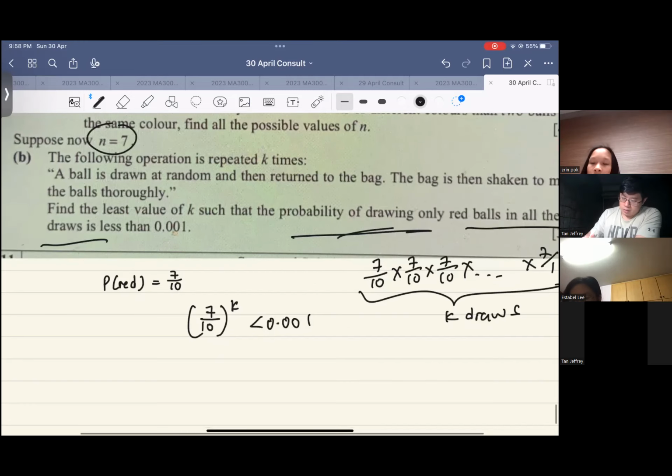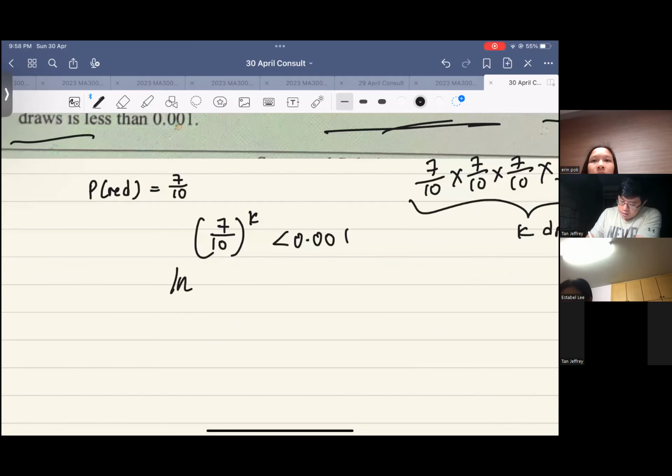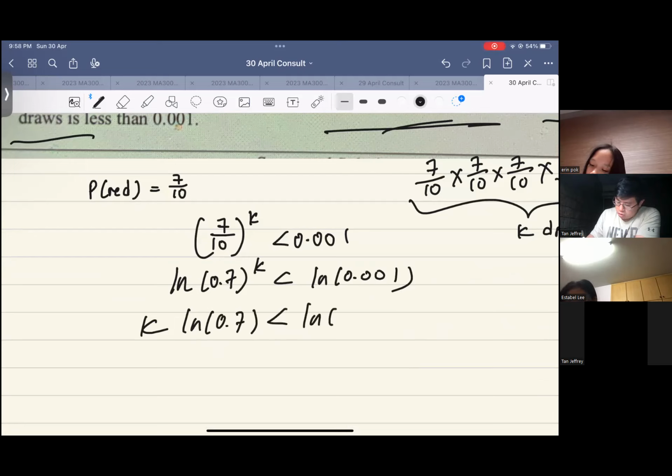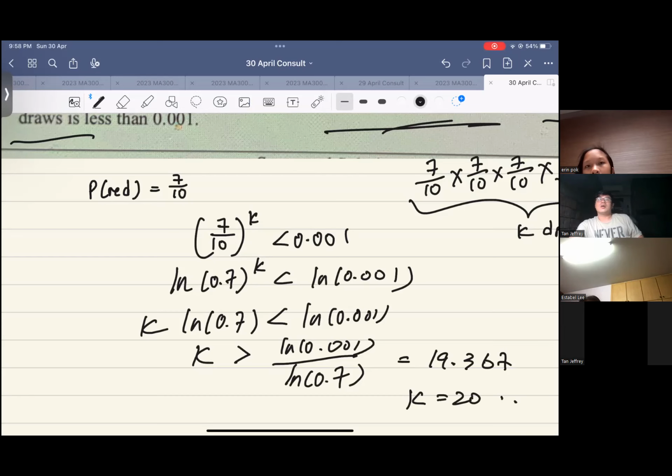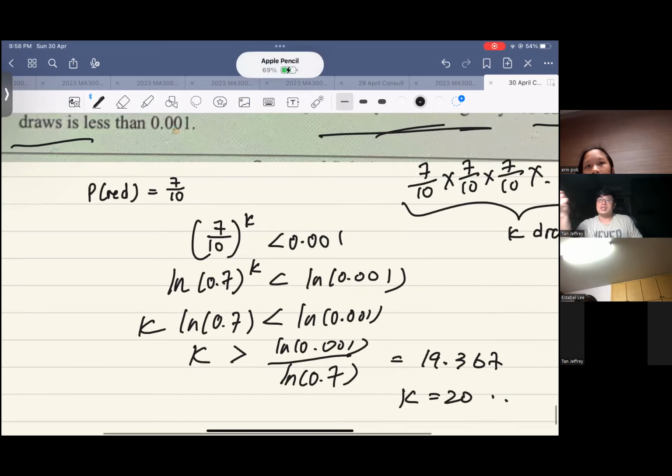Then from here, to solve this, just take ln on both sides. K ln 0.7 is less than ln 0.001. K more than ln 0.001 divided by ln 0.7, and the sign flips because it's a negative number. K is more than 19.367, so K is equal to 20. Because K is the number of draws, it has to be a positive integer.